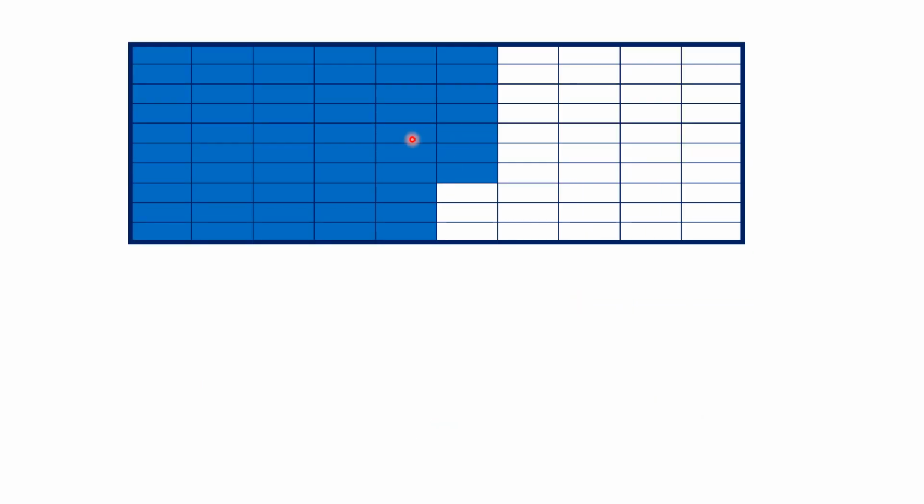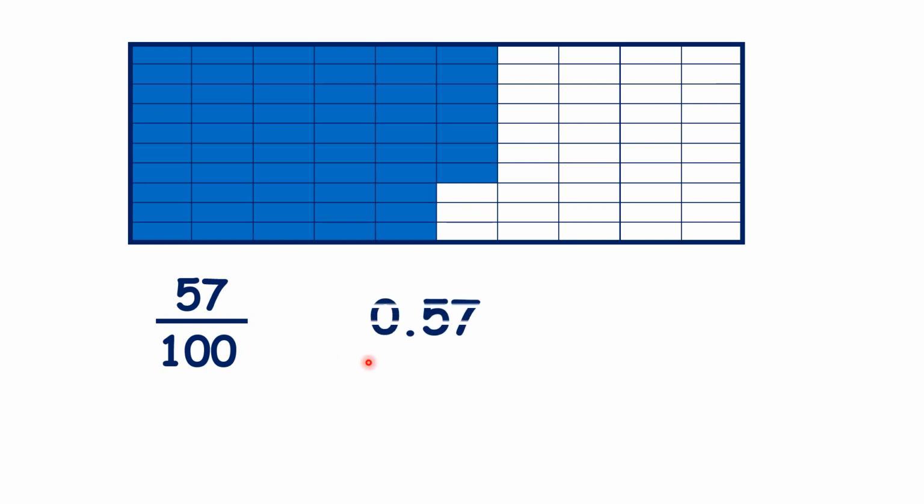So here we have 57 parts out of 100 coloured. What is this as a fraction, a decimal, and a percentage? It's 57 over 100, or 57 hundredths. It's 0.57, and it's also 57%.